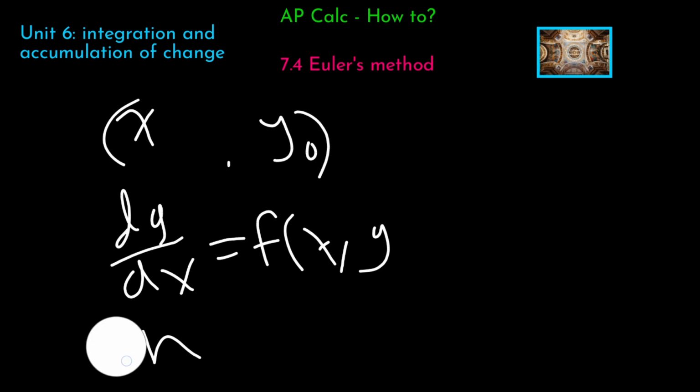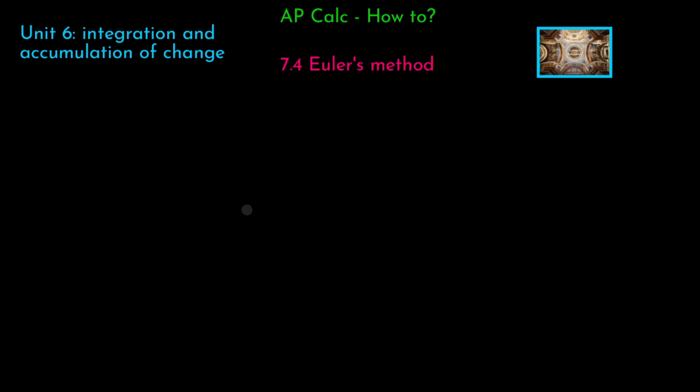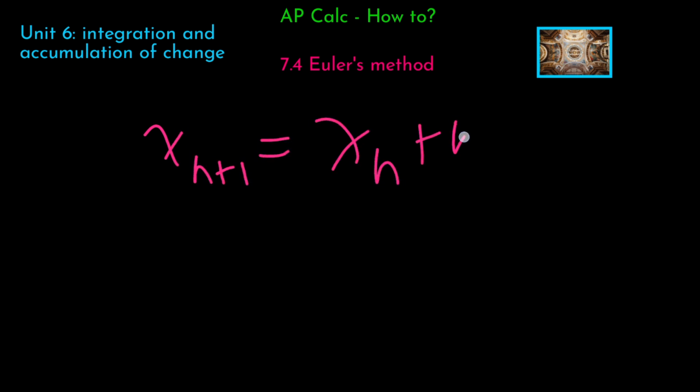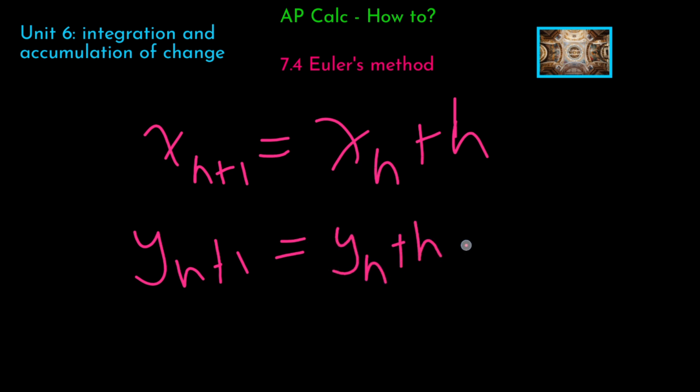So our formula is going to look something like this. We have x of n plus 1 equals x of n plus h, and then y n plus 1 is going to be y of n plus h times f of x sub n comma y sub n. When you use the slope from the differential at each step to estimate the next value, you can then solve this. So let's step into example 1.